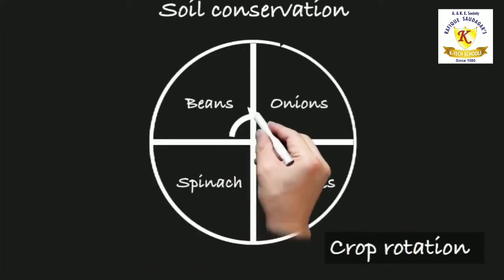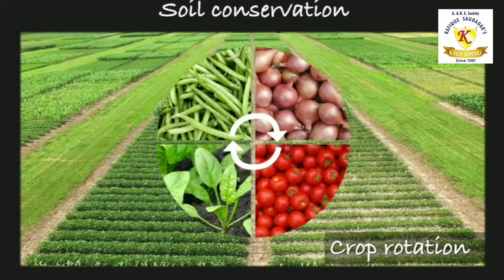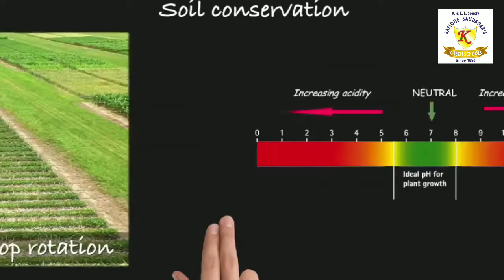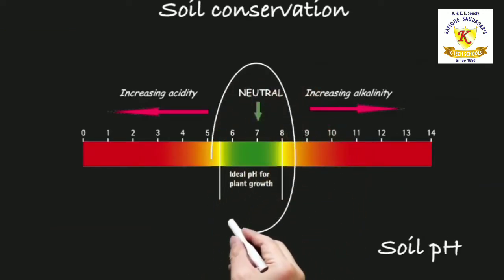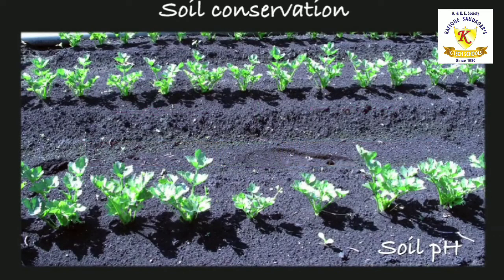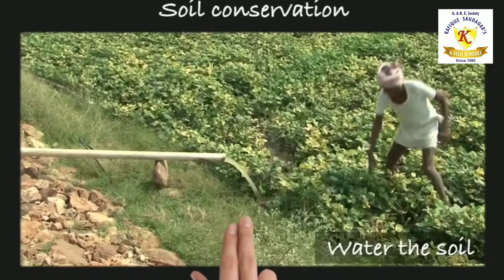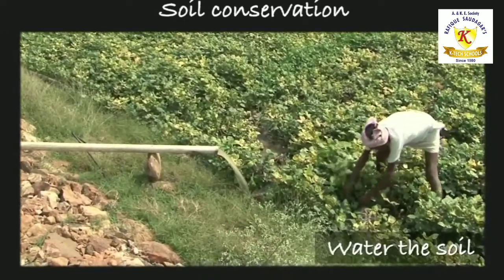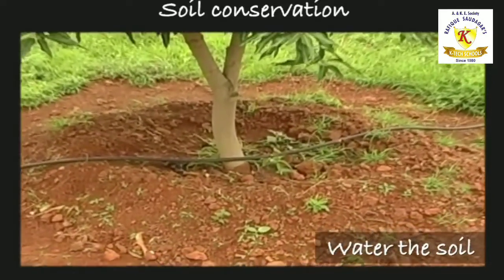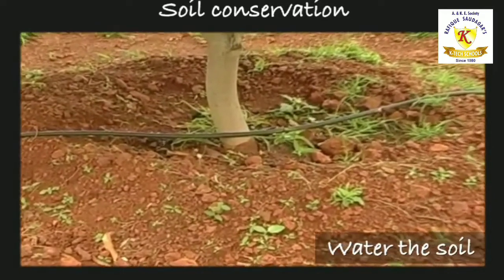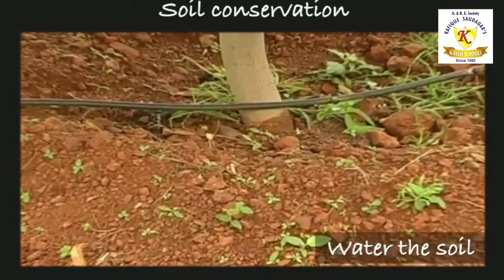Crop rotation helps in the improvement of soil structure and fertility. The maintenance of the most suitable value of pH is essential for conservation of soil. Watering the soil along with the plants is the way to prevent soil erosion caused by them.